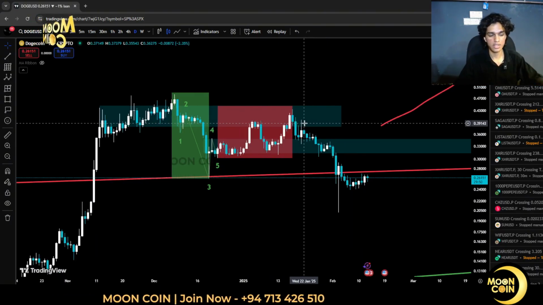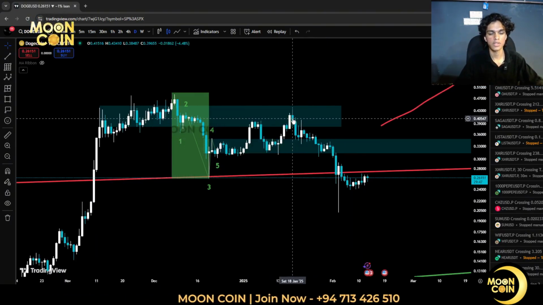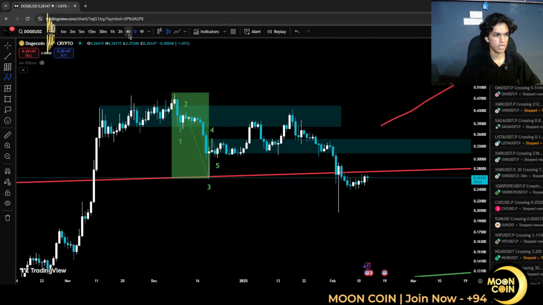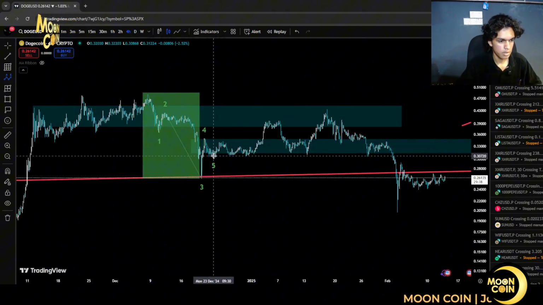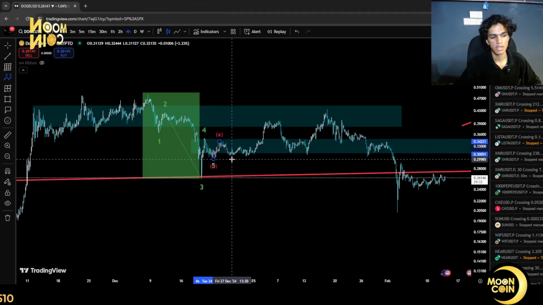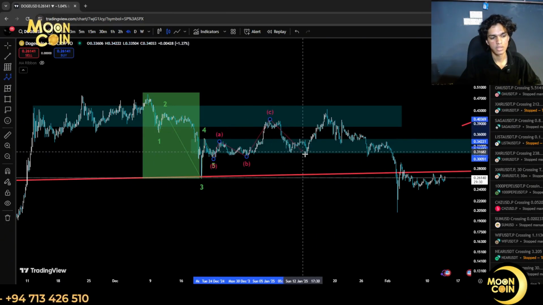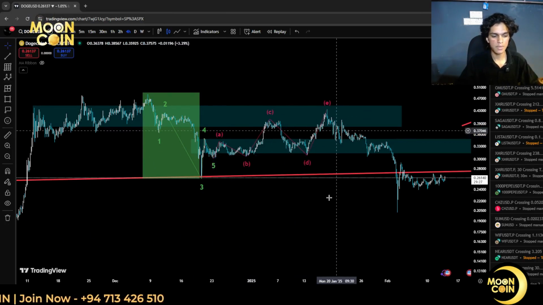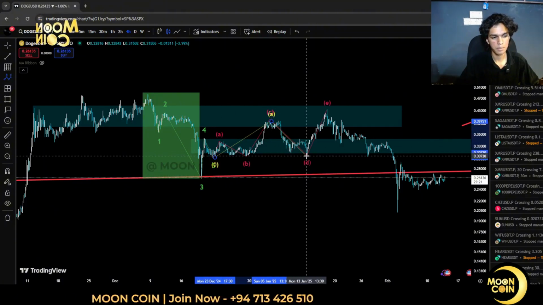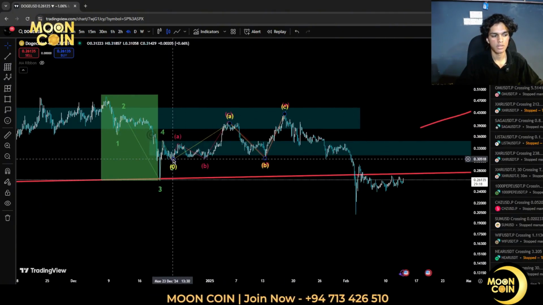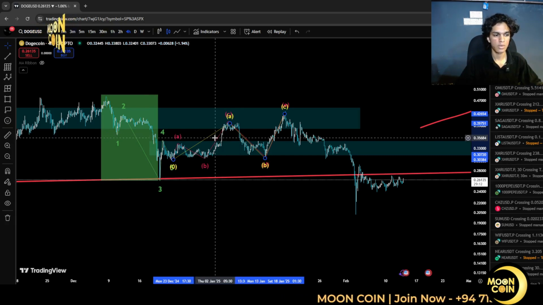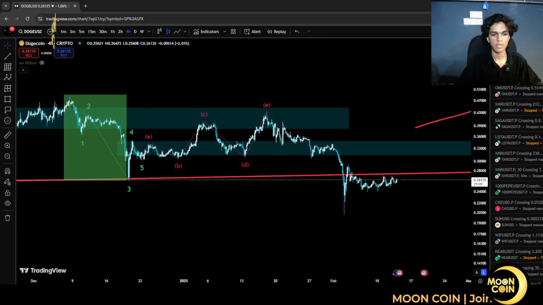So let's use corrective waves here. What are the corrective waves? ABC or else ABCDE, A to E. That's what I use. Let's go to the 4, and the start of it here is 1. I'll consider this as A and B, C, D, E. You can use ABC also here. Let's consider this as A, B and C. Both waves are aligned with this. So now the correction wave has been completed.